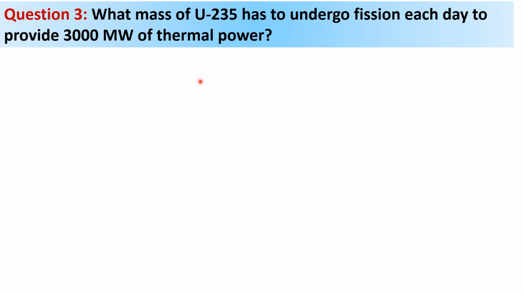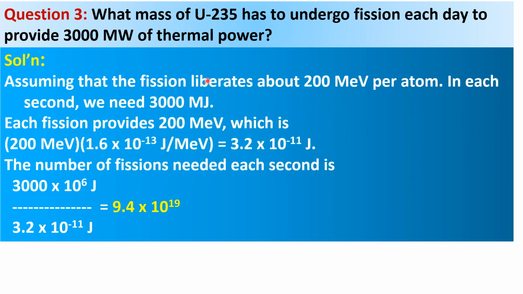Now question number 3. What mass of uranium-235 has to undergo fission each day to provide 3,000 megawatts of thermal power? So our solution is, of course, we will assume that the fission liberates about 200 million electron volts per nucleus, or per atom. This was mentioned earlier. 200 million electron volts per fission reaction. So in each second, that would mean producing energy equivalent to 3,000 million joules.